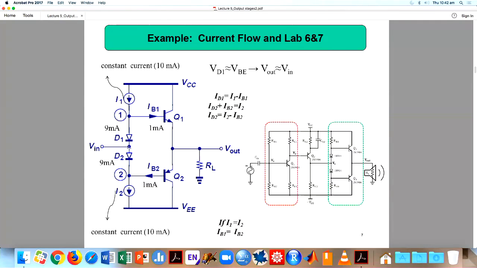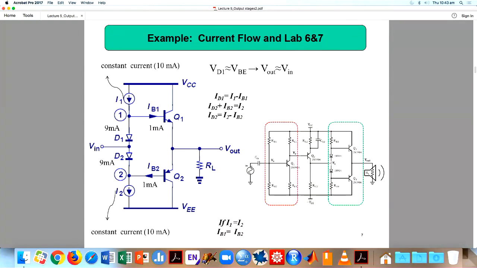And how will this work? When you have a positive signal here, your signal is rising. We will take this as an example. When the signal is rising here, what will happen to the current through the diode? When the signal is positive, the current through the diode will decrease. When the current through the diode decreases, more current will go through Q3, so Q3 will be on. When this is more positive, this will be off. And then this will be pushing the current through RL.